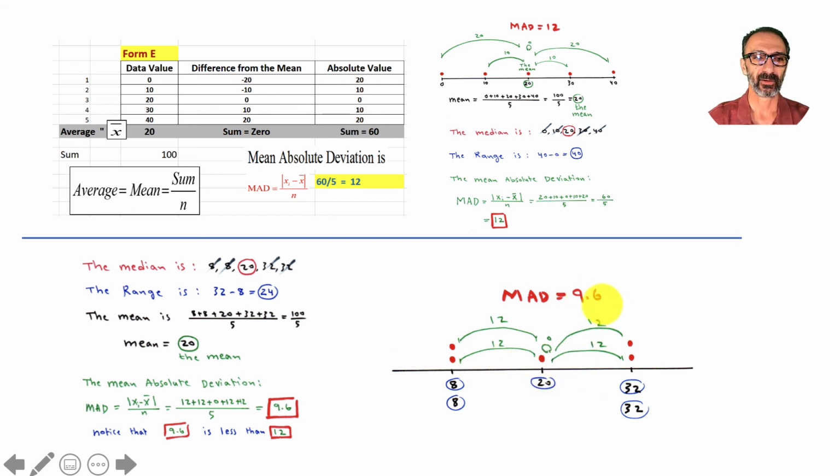So the 9.6 for these numbers is the average. Why is it lower than 12? Because 0 is one of the distances. It's one of my data, 20. It's going to add up in the table. So I have 12, and 12, and 12, and 12, and 0. Divide by 5, and that's the reason why.